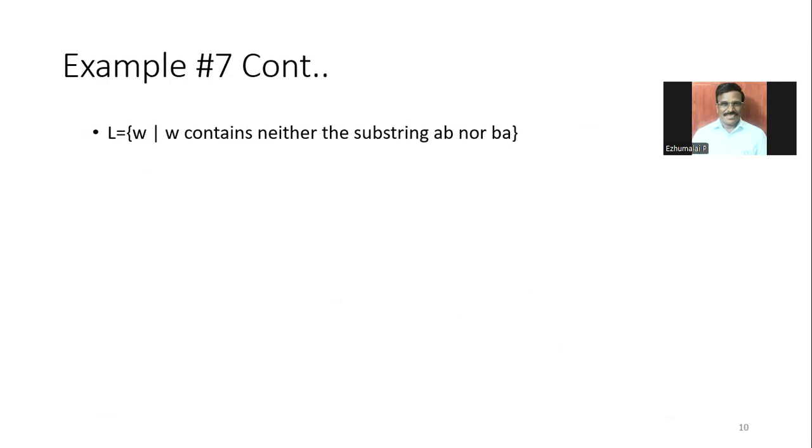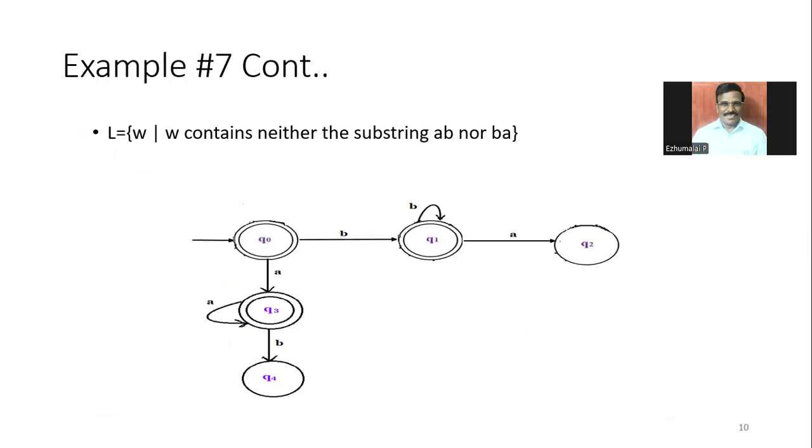Example 7. W contains neither the substring AB nor BA. This is a system for AB or BA. Q0 is a final state. Here Q0, Q1 and Q3 are final states. If we give B in Q0, it goes to Q1. Again, if you give B, it is a self loop on Q1. If you give A, it goes to Q2. On this side, if we give A, it goes from Q0 to Q3. Q3 is also a final state. Again, A gives a self loop on Q3.